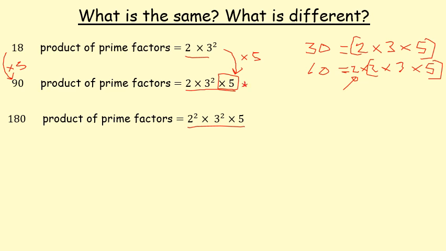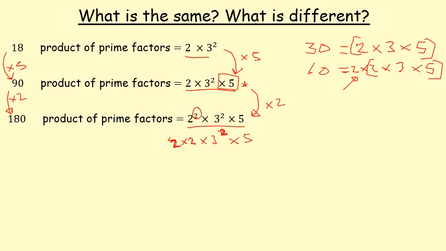To get from 90 to 180, we are multiplying by 2. So to get from here to here, we are multiplying by 2. And this is reflected in this additional power here. So if we're going to write this in longhand, we write 2 times 2 times 3 squared times 5. So the only bit that's additional is this 2 here.